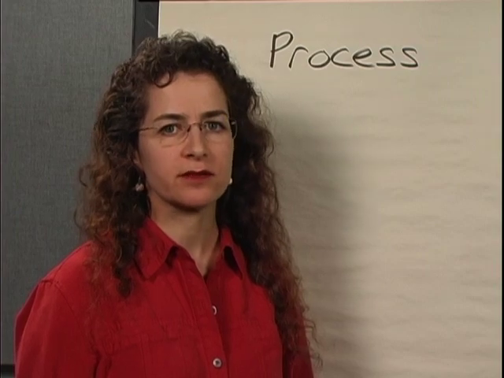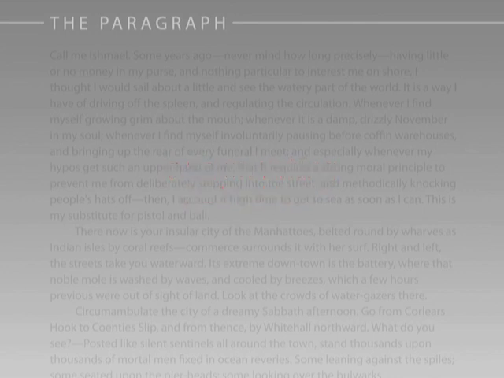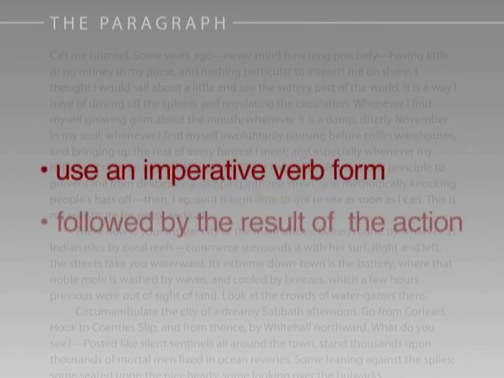Any paragraph describing a process relies on clear, complete, and accurate communication of the steps or parts to your readers. Here's a tip on writing instructions. For each new step, tell the reader what to do using an imperative verb form, followed by the result of the action and any related information as appropriate.